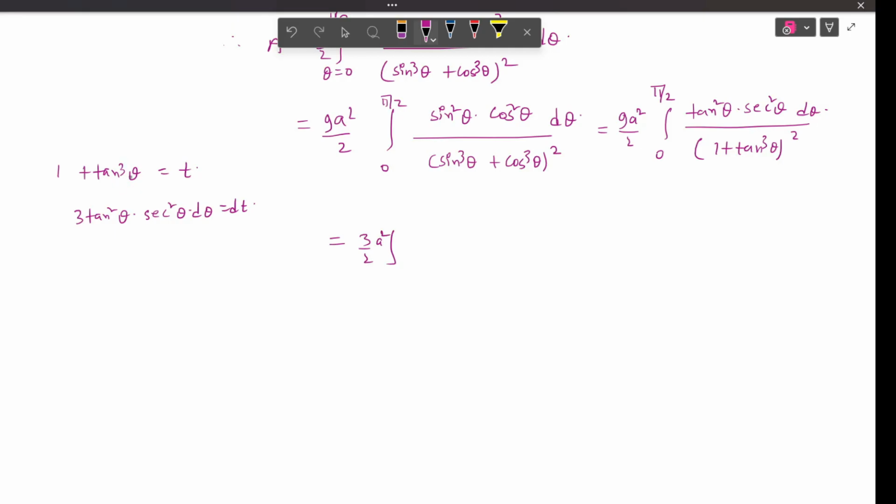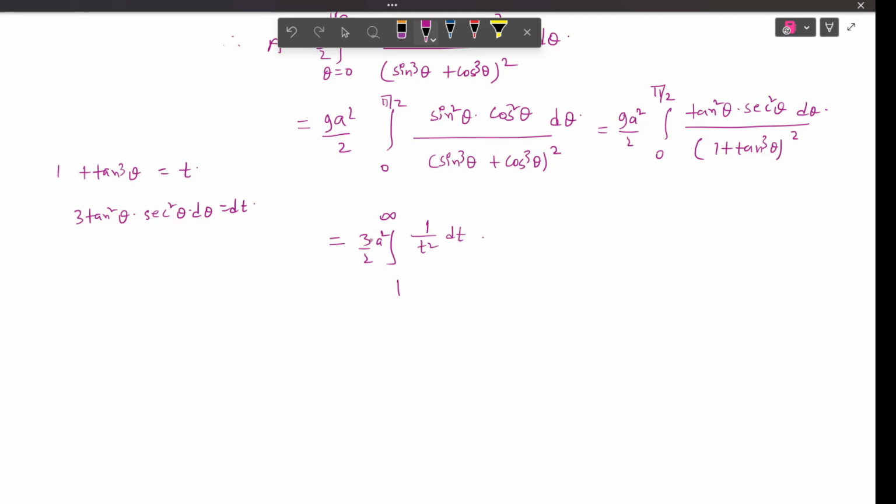And if you put theta equals to 0 here, you will get t equals to 1. And if you put theta equals to pi by 2, tan pi by 2 is infinity. So infinity, and it will be 1 by t square dt.